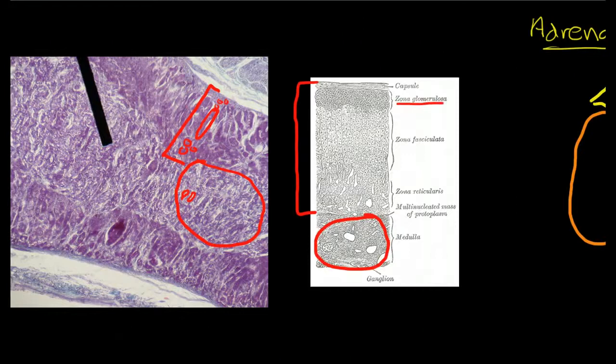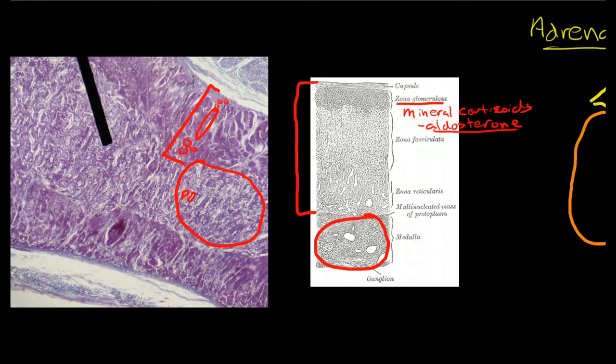For example, the zona glomerulosa produces mineralocorticoids, and the most common of which is aldosterone. Again, there's actually about a dozen mineralocorticoids, but aldosterone is the most common and the most important.